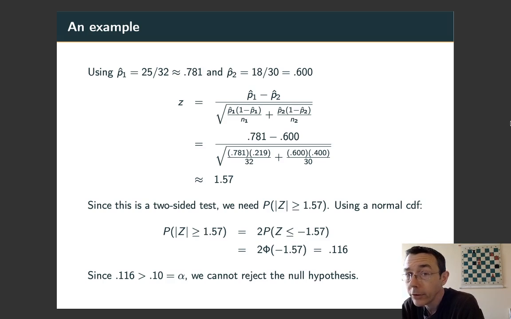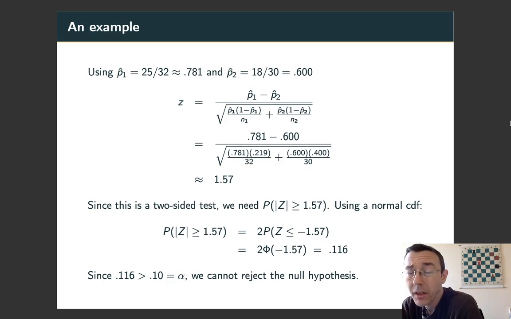So I compute that using a normal CDF. Normal CDFs are talking about the probability of getting a z-score less than something. So I'm going to take the probability that z comes out to be less than or equal to negative 1.57 just by random chance. And I'm going to double that to get the less than and the greater than. The less than negative 1.57 and the greater than 1.57. Overall, I get 0.116. So that's a p-value.